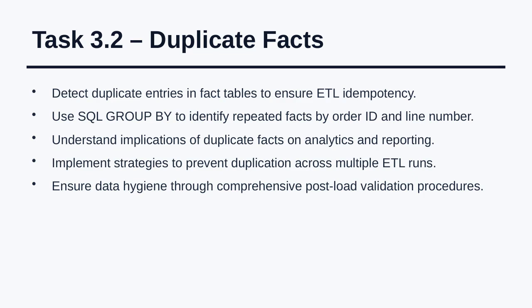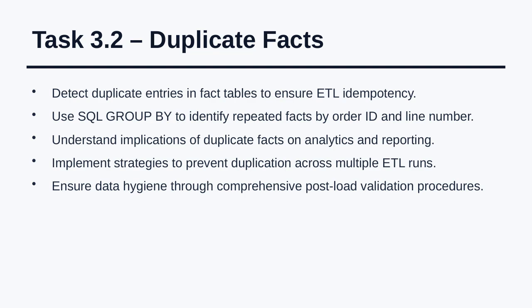When working with fact tables in an ETL process, it's crucial to identify any duplicate entries, since these can cause inaccuracies in your analytics and reports. One effective way to spot duplicates is by using SQL's group by clause on key fields like order ID and line number, which helps reveal repeated facts. Duplicates can lead to inflated metrics or skewed results, so understanding their impact is important for maintaining data integrity.